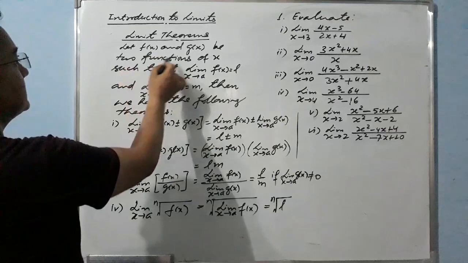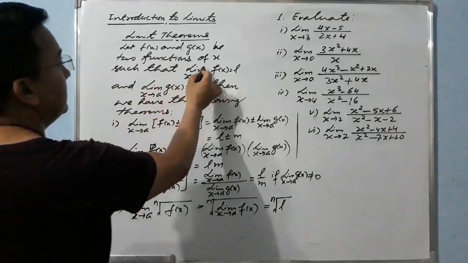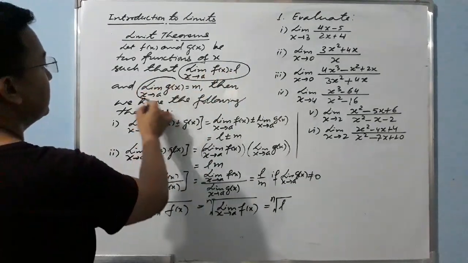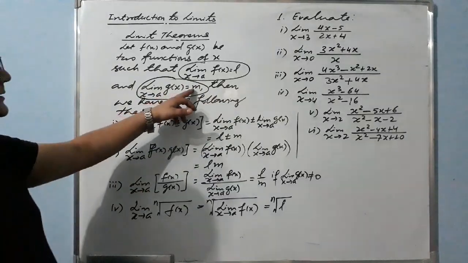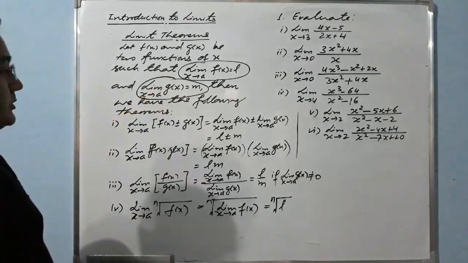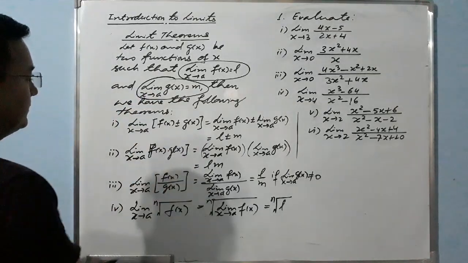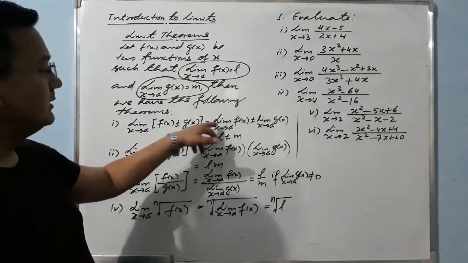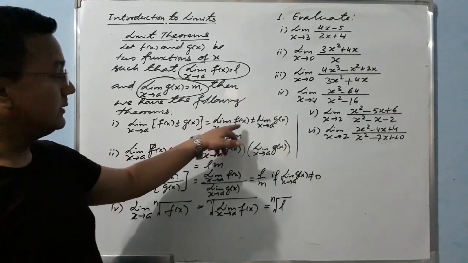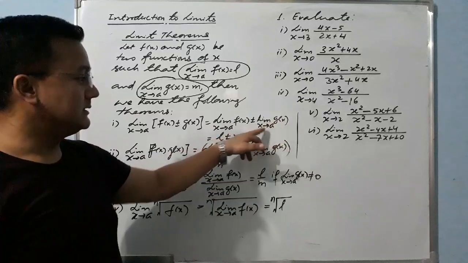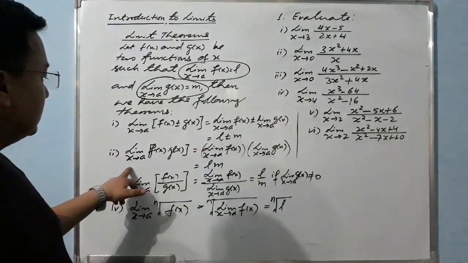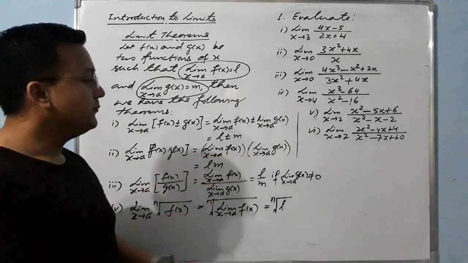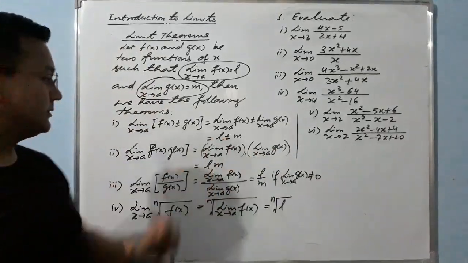Let f of x and g of x be two functions of x such that limit of f of x as x tends to a is L. Let's suppose limit of g of x as x tends to a is m. Then we have the following theorems. Number one: limit of f of x plus minus g of x as x tends to a is equal to limit of f of x as x tends to a plus minus limit of g of x as x tends to a. And second one: limit of f of x into g of x as x tends to a is limit of f of x as x tends to a into limit of g of x as x tends to a.